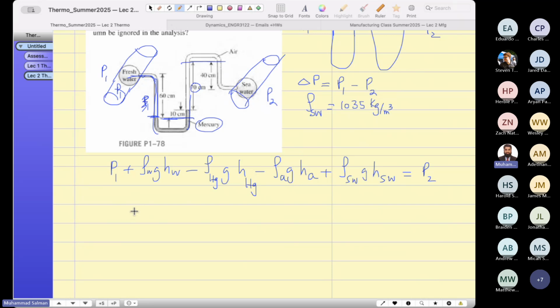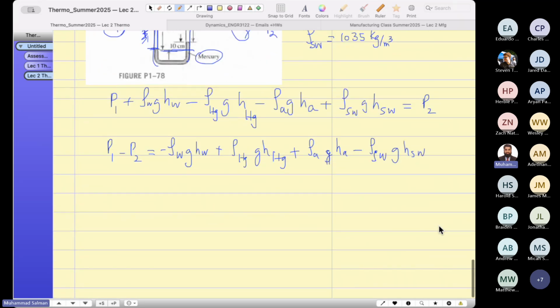That was lengthy, but you have to consider this is a double tube manometer. You have a lot of liquid combinations, but you should know how to find the difference P1 minus P2 if you rearrange everything here. So this goes to the right-hand side. Let me write it down with a negative sign here: rho W hW, rho Hg hHg, rho air hair, seawater.